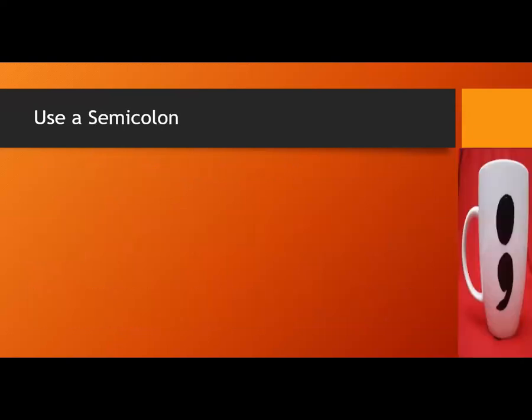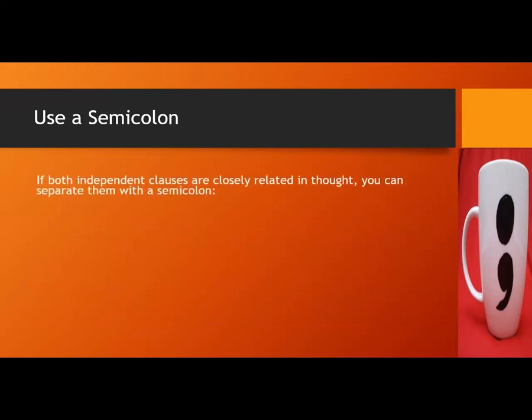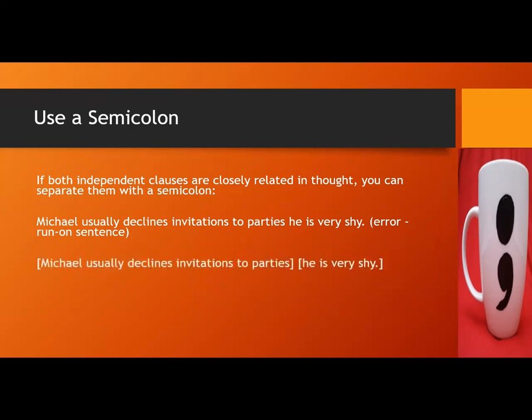Another way to fix a run-on is by separating both independent clauses with a semicolon. However, this option works only if both independent clauses are closely related in thought. For example, take the following sentence. Michael usually declines invitations to parties. He is very shy. Is this sentence grammatically correct? No. There are two independent clauses in this sentence. Michael usually declines invitations to parties, and he is very shy. Since these two independent clauses are closely related in thought, they can be separated by using a semicolon.